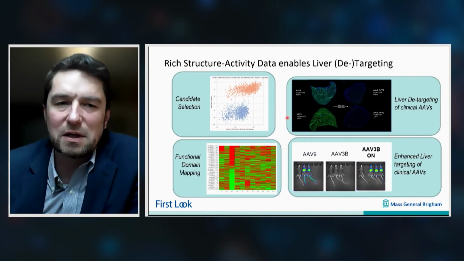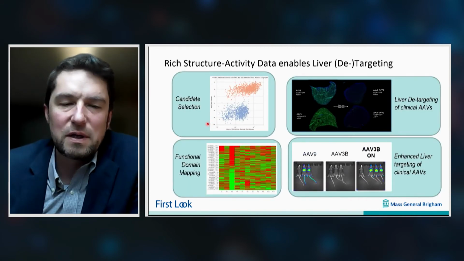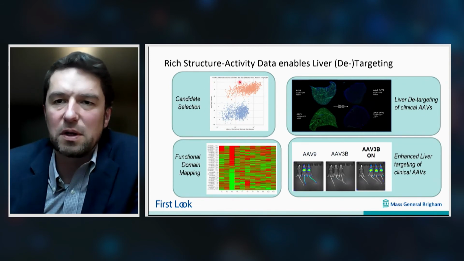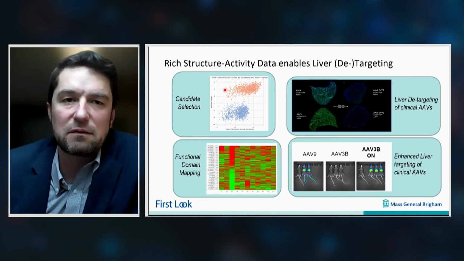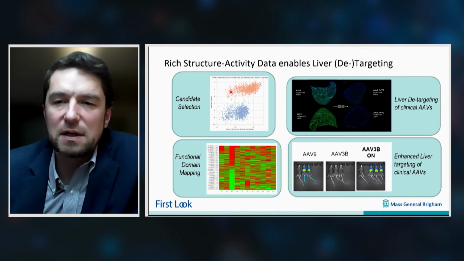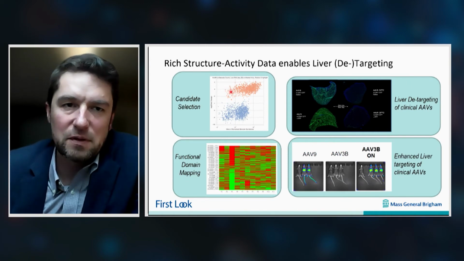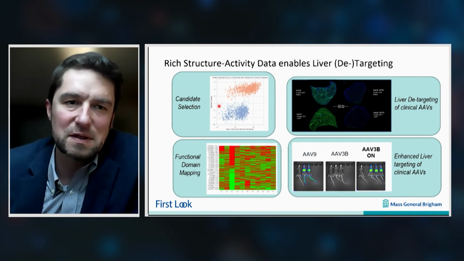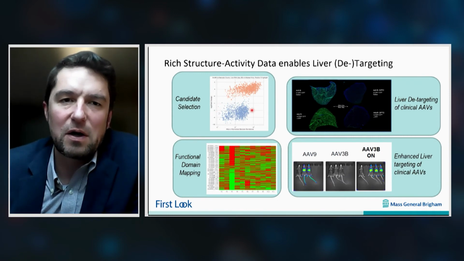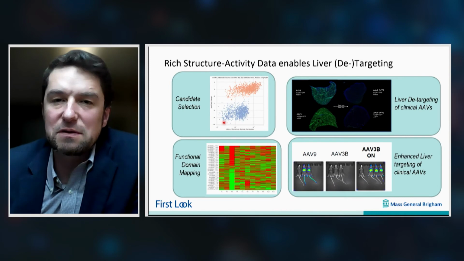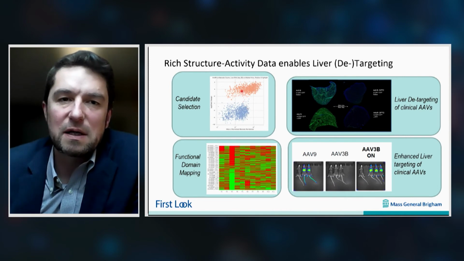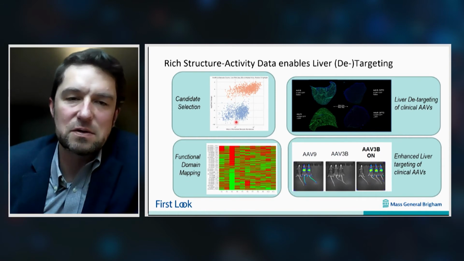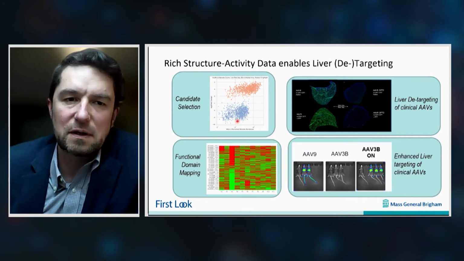What does the data look like? Very briefly here, we can candidate select out of this library. What is illustrated here is one plot of a library with 2048 variants. Each dot here represents the properties in one of those parameters, in this case, the liver, of each of the members of this library. And here you can obviously select your best liver vector or your worst liver vector, if that is your interest area.